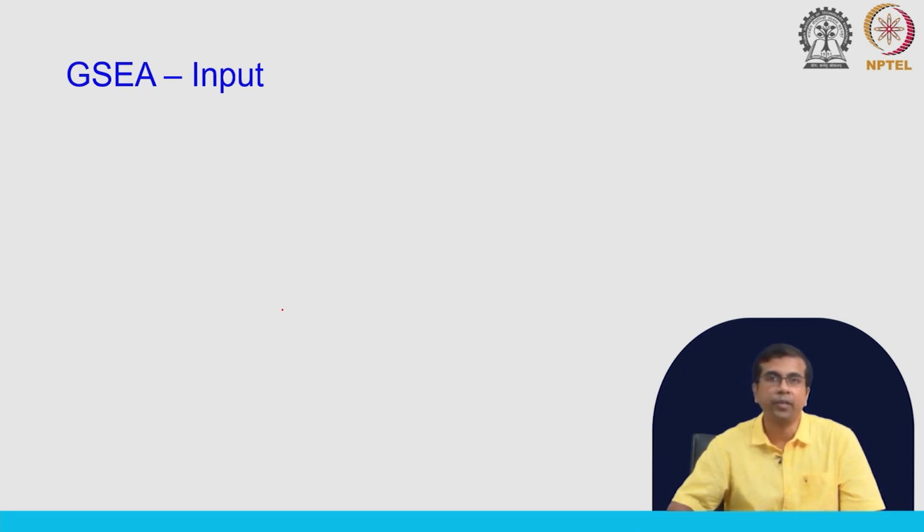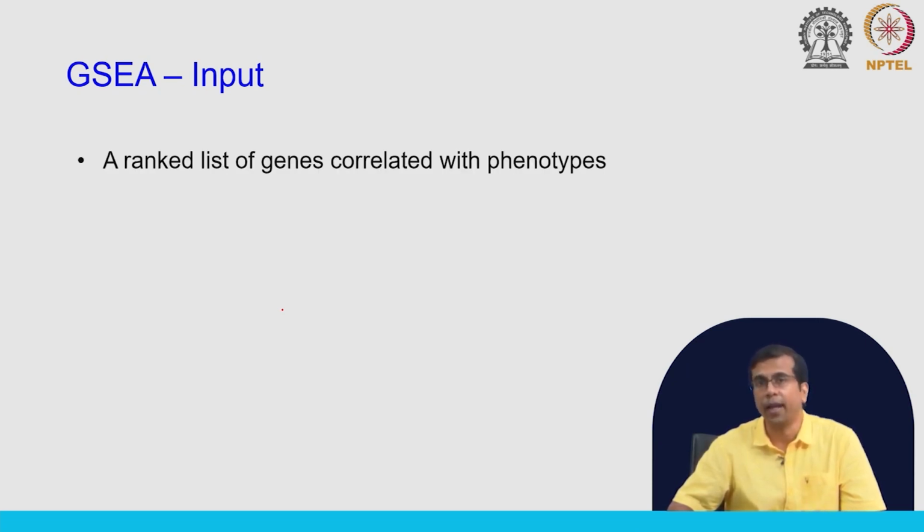For GSEA, the input is a ranked list of genes correlated with phenotypes. So, it is not the list of differentially expressed genes anymore. It is the ranked list of all genes that are present in your assay. So, when you are doing this RNA-seq, let us say you have data for 6000 transcripts. You provide the ranked list of these genes or transcripts that are correlated with the phenotype.